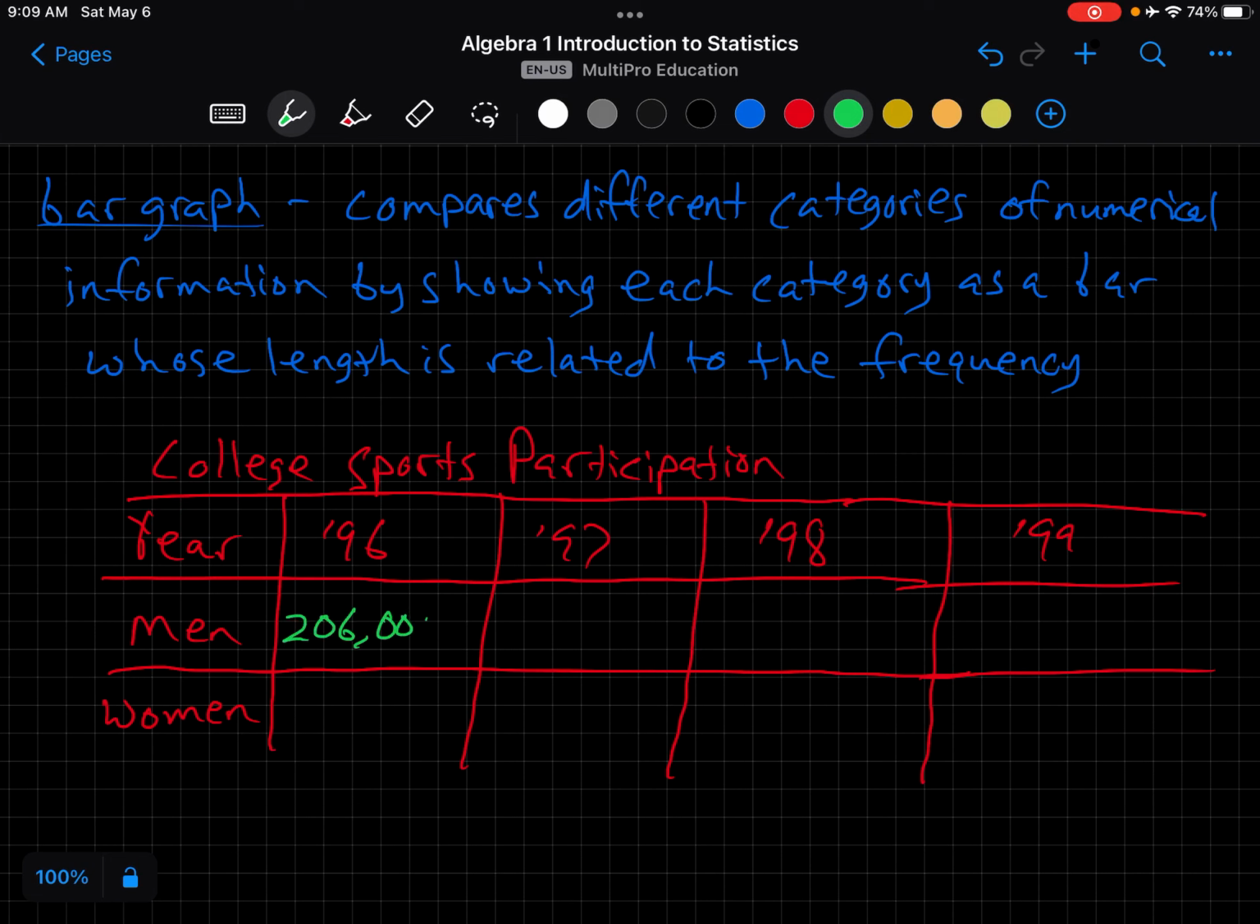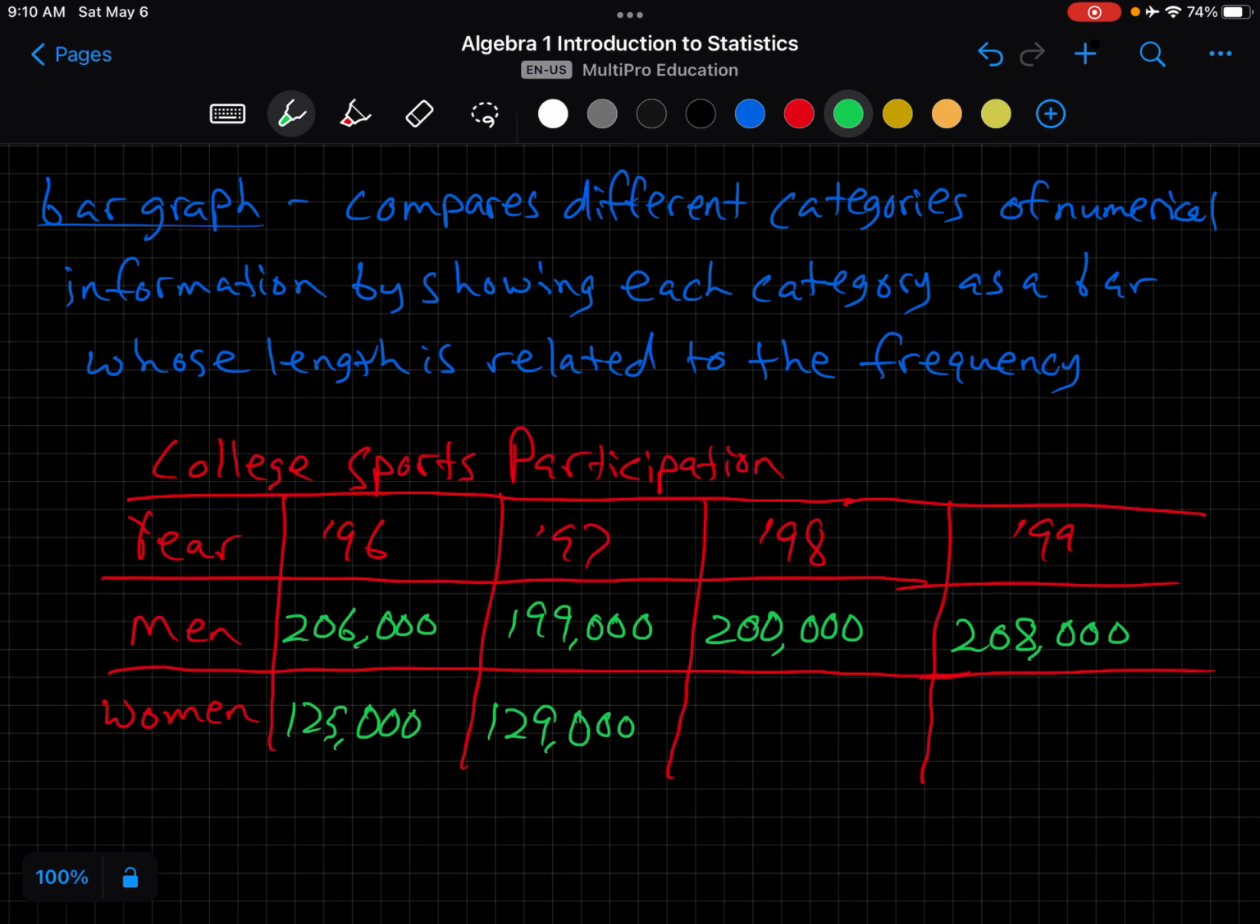Alright, so in 1996 we had 206,000. 1997, 199,000. 1998, 200,000. 1999, 208,000. Let's look at the women. We had in 1996, 125,000. 1997, 129,000. 1998, 133,000. And 1999, 146,000.